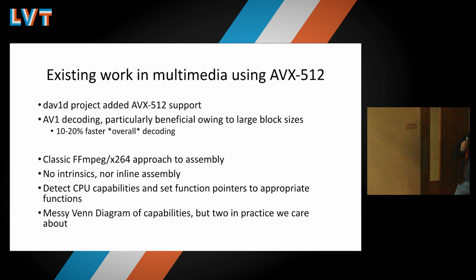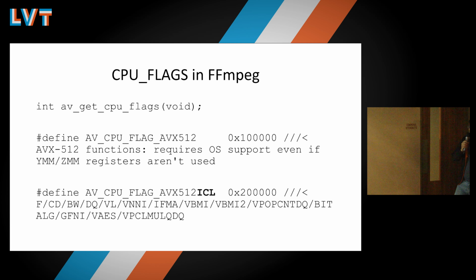And unfortunately, as I mentioned, because of AMD, because of Intel, it's maybe even worse than a Venn diagram these days. It's more of a pivot table. But in practice, we've boiled this down to two things that we care about. So in FFmpeg, you call this function get CPU flags, and it goes and figures out what your CPU is capable of, if it can do AVX-512. So this is kind of the old school one with the throttling. And this is kind of the new one.